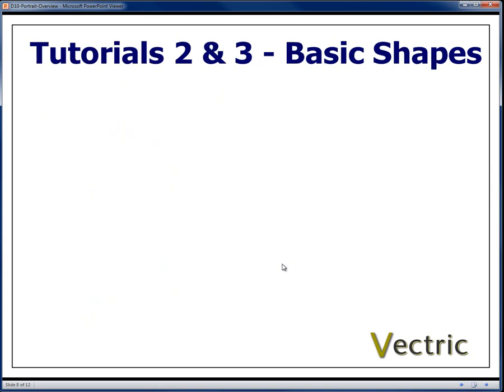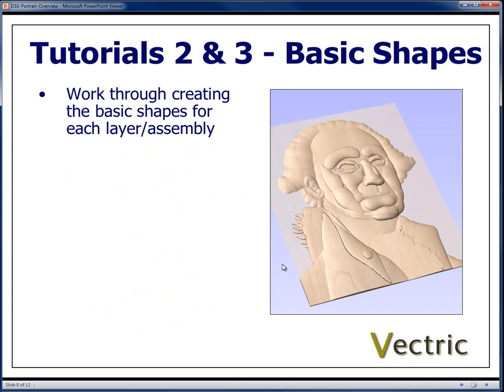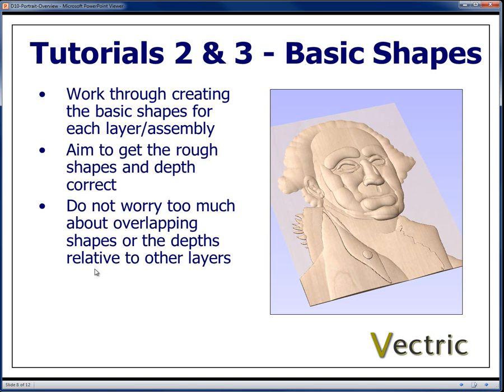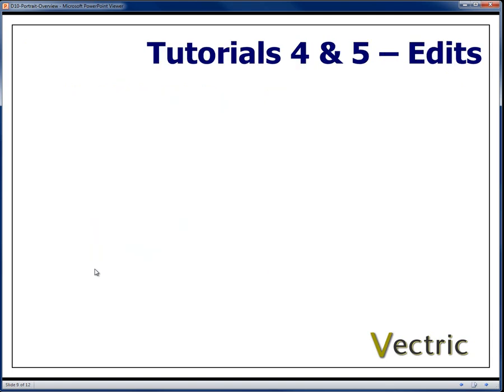Tutorials 2 and 3 will cover the creation of the basic shapes. We're going to work through and create the basic shapes for each layer and sub-assembly. So for the nose, the face shapes, the detail face shapes, the base face shapes for the clothes. The only thing we're aiming to do at this point in time is get the rough shapes and depth correct. I'm not worried about the fact that these are overlapping oddly and that maybe I don't have the correct combine mode, or maybe they're not in a good order in the list. I'm mainly just trying to create some basic shapes to work from. In tutorials 4 and 5, we're going to do what I would call the edits.